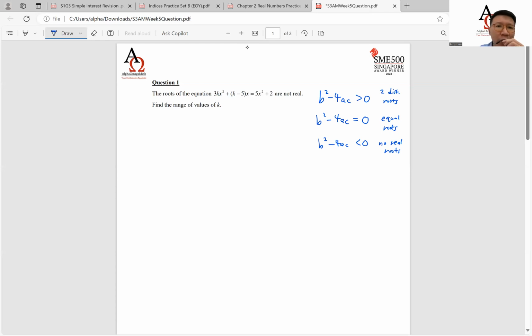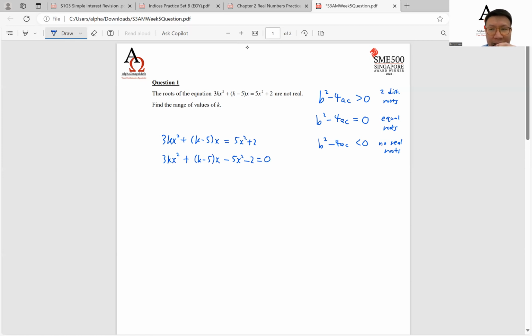As usual, we will attempt to rearrange our given function first. So here we have 3kx squared plus (k minus 5)x equals 5x squared plus 2. We will attempt to make the right side 0 first, bringing it one step closer to the quadratic form: 3kx squared plus (k minus 5)x minus 5x squared minus 2 equals 0.